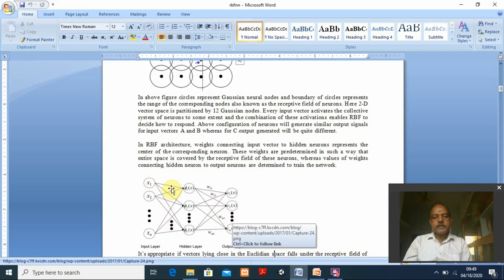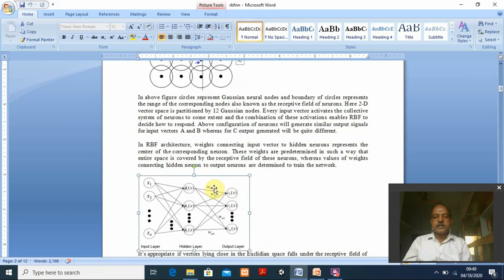These weights are predefined, that is, fixed. But when they are processed by this activation function, this Gaussian function here, again we find some weights from this Gaussian function, the hidden layer, to the output layer. These weights we can adjust, or we can go for the training. So finally, whatever output we find, that is the output for these things.